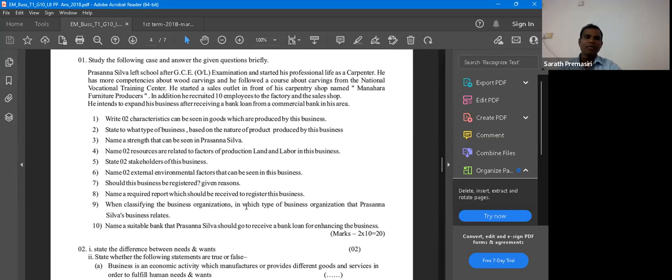When classifying the business organization, which type does Prasanna Silva's business relate to? Business organizations can be categorized based on three categories: sector, that is private sector or public sector; objectives, that is profit objectives or non-profit objectives; and scale, that is small and medium scale business or large scale business.